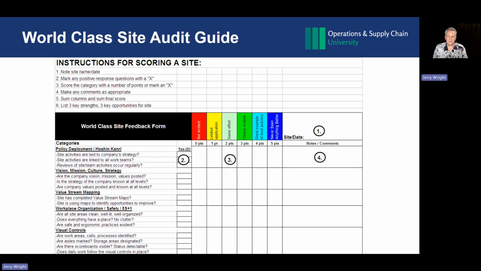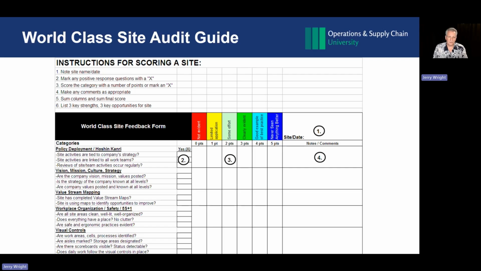Now, I have the audit guide available, and you can see instructions for scoring a site. This is pretty straightforward. You put the site name and date, then you mark any positive responses, and we'll go over that in a second, with an X. And then you score the category, and as you score the category, it's going to highlight the color. Now, you make any comments that are appropriate, and then sum the columns and sum the final score. We'll see that on the next page. It's pretty easy to do.